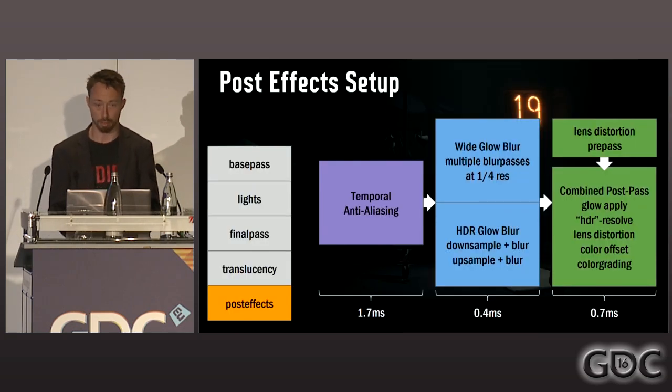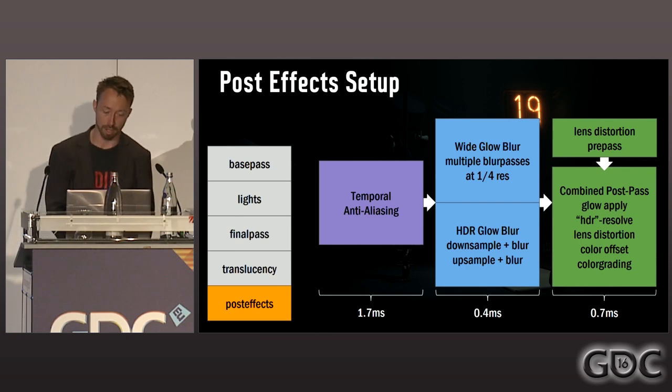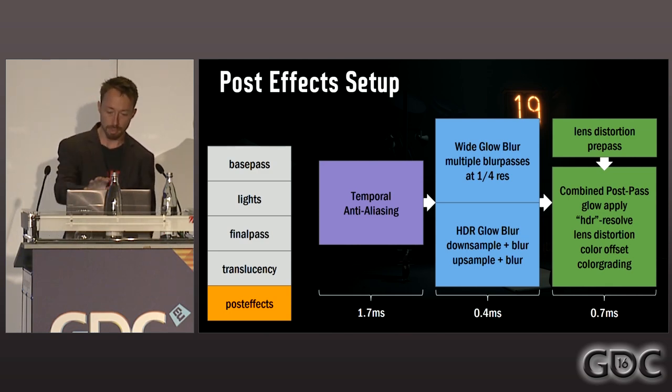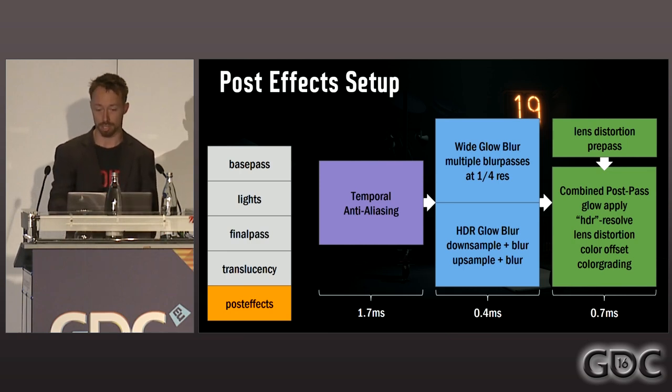So that means that we have a post-effects pass that looks something like this. We have a temporal anti-aliasing pass first, and then we have the two glow passes. They're really separate but interleaved for performance reasons. It's important that we have the temporal anti-aliasing before the HDR bloom, because if we have too much aliasing with the high intensities that we use in the HDR glow, even a little bit of aliasing will make it flicker quite a lot.